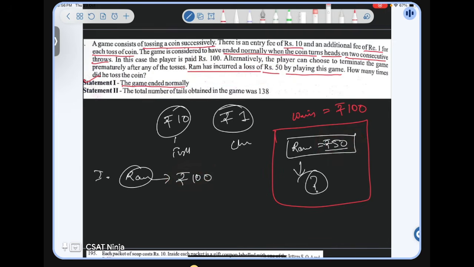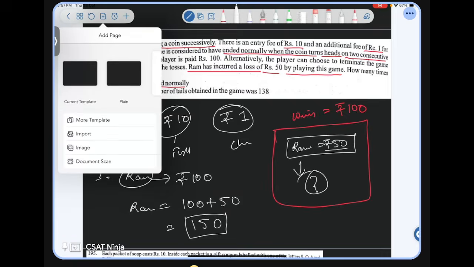That means, can I write like this? Ram spent how many rupees? Ram spent 100 rupees plus 50 rupees. Even after getting a prize of 100 rupees, Ram is at a loss of 50 rupees. That means Ram's spending was how much? 150 rupees. Ram's spending was 150 rupees.